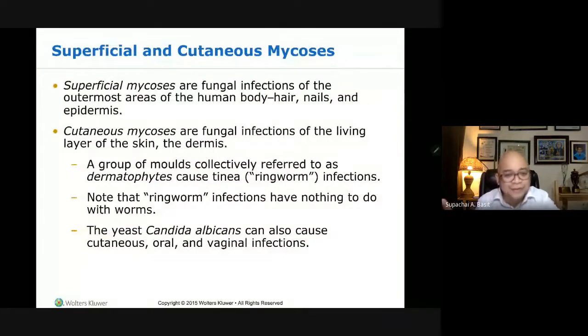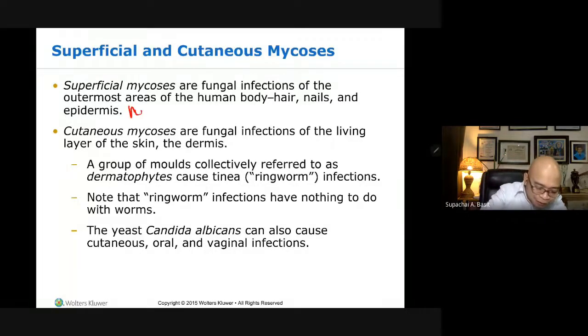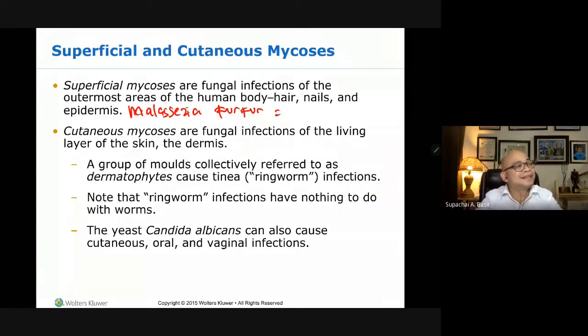Okay. Superficial mycosis are fungal infections of the outermost area of the human body, such as the hair, nails, and epidermis. So an example of that is Malassezia furfur. Okay? So causes, in Tagalog, we call it an. So that's an example of superficial mycosis.